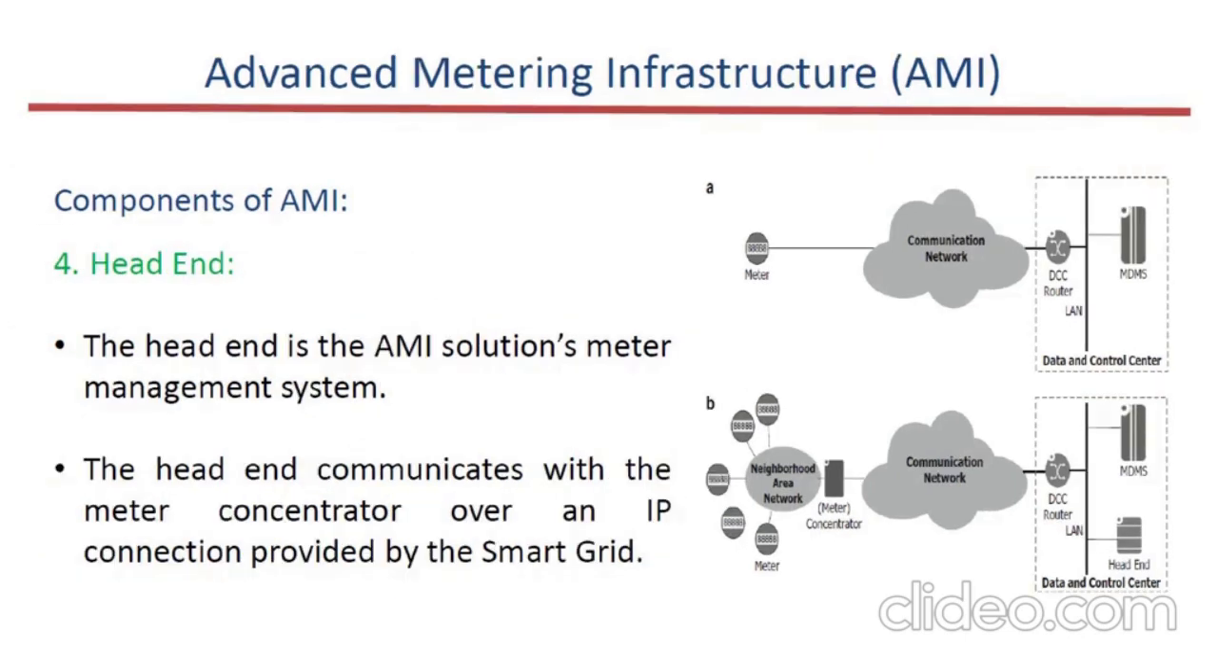The head-end is the AMI solution interface to the meter data management system. The head-end communicates with the meter concentrator over an internet protocol connection provided by the smart grid. So this is the AMI infrastructure. Meters are there, and there is a DCC router, and in between the communication network is there. This is monitored by the MDMS, meter data management system. This is smart protection. So by meeting all these things, we can protect the smart grid from faults.